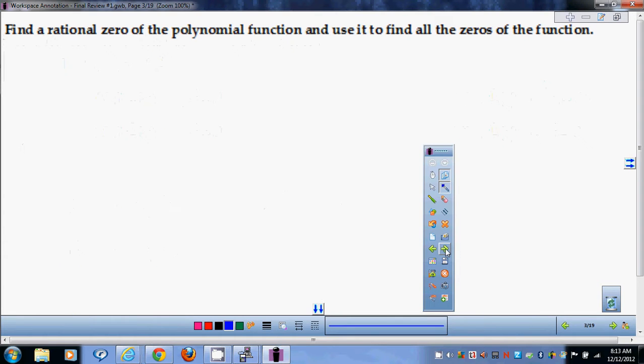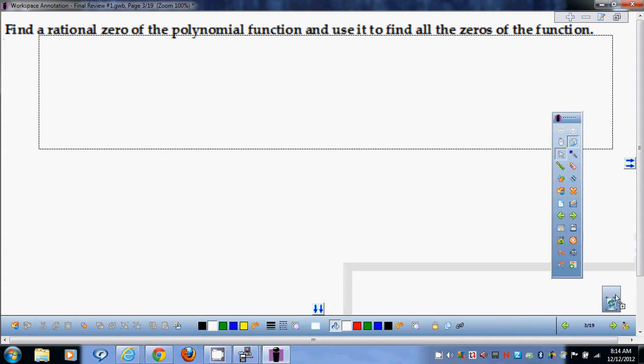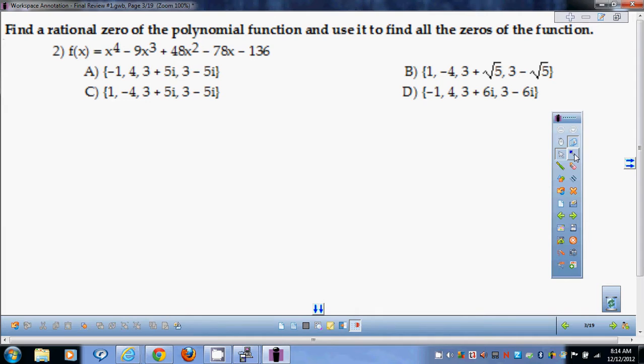Number 2. Find a rational zero of the polynomial function and use it to find all the zeros of the function. What do you think this problem is going to look like? It is going to be a function. What are we going to be asked to do, basically? Factor it, find the, yeah, we'll probably end up having to do the quadratic. You may not be able to immediately do the quadratic, but we are going to have to basically just find the roots. Now, because it's a multiple choice test, there's one way you could do this.